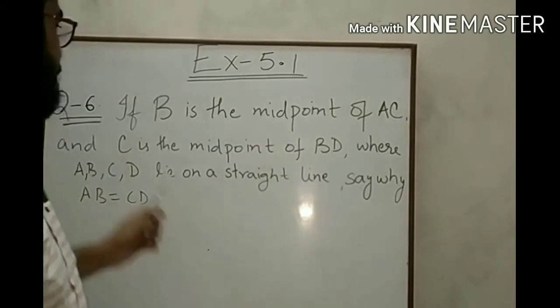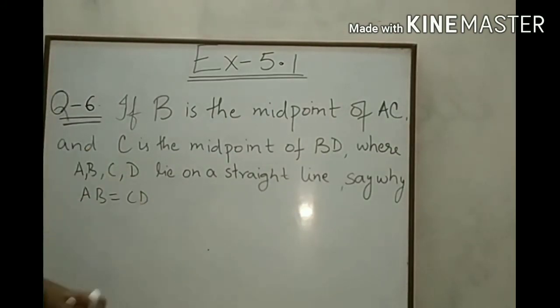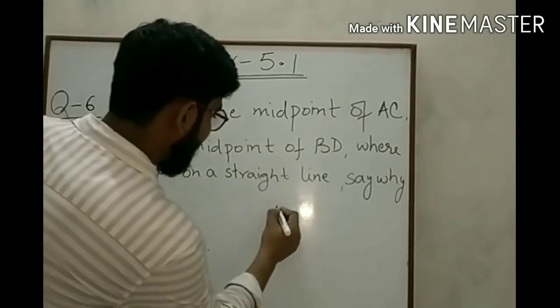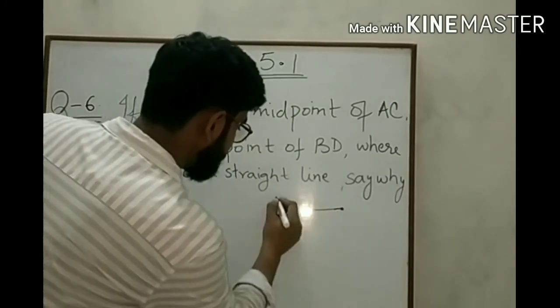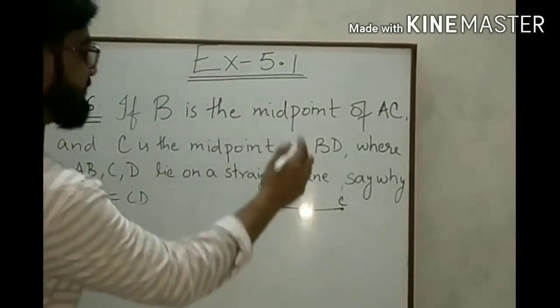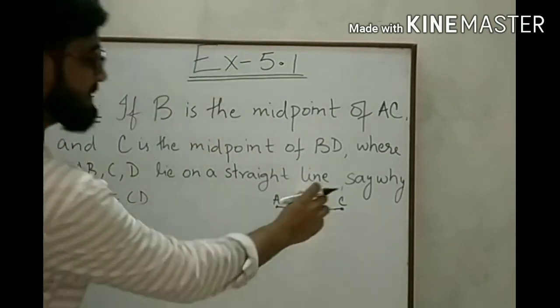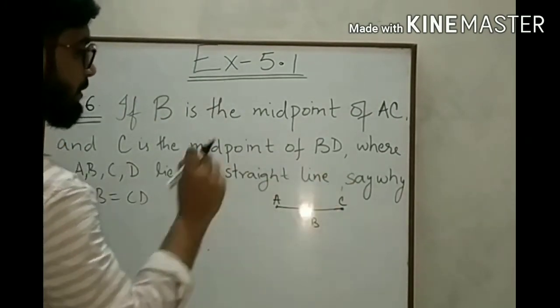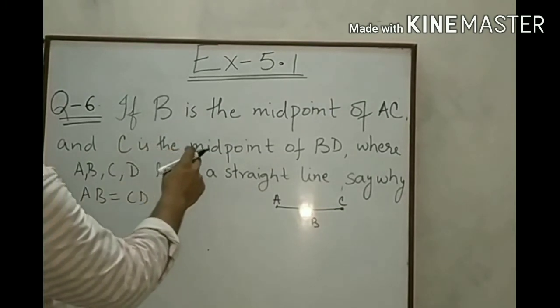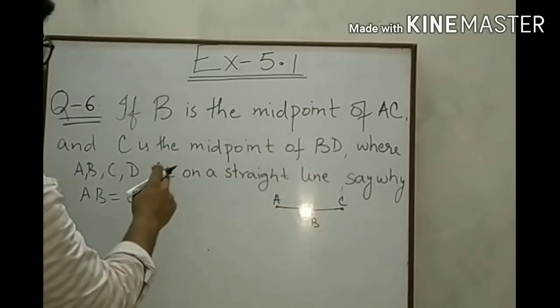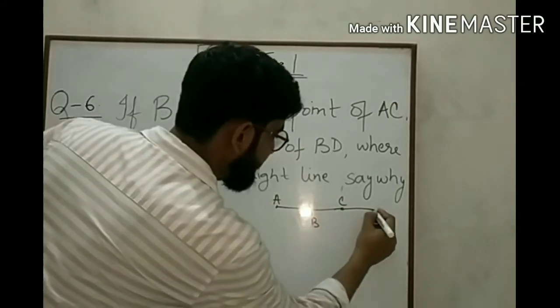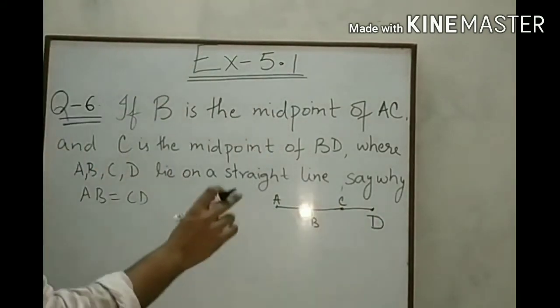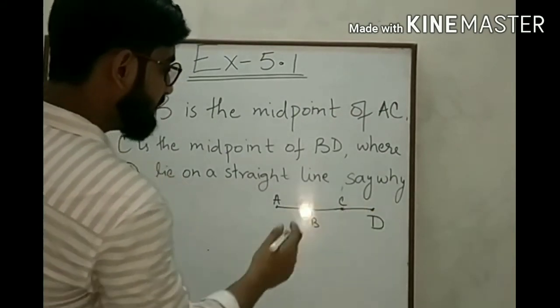Now we are going to do question number 6. If B is the midpoint of AC and C is the midpoint of BD, where A, B, C, D lie on a straight line, say AB is equal to CD. We have been given a line segment AC, and B is the midpoint of AC. Since B is the midpoint of AC, that means AB is equal to BC. It is also given that C is the midpoint of BD, where ABCD lie on a straight line. Suppose D is here.